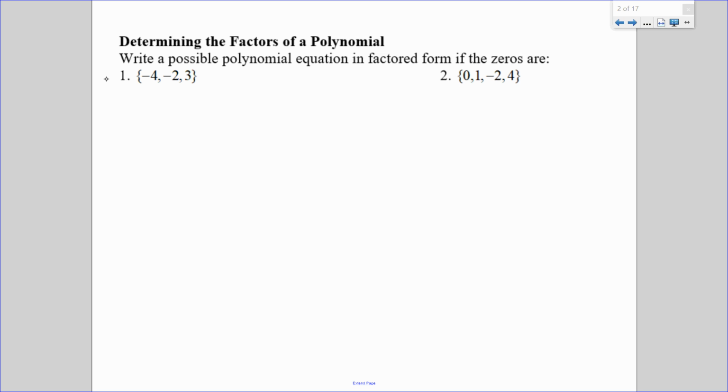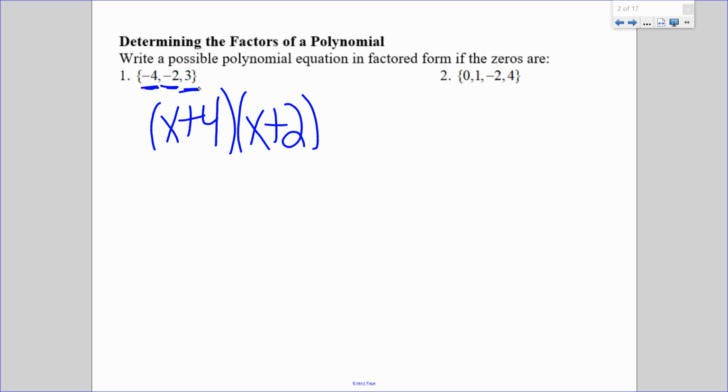So, if I'm giving you the zeros, then you know the factors. So, if -4 is a zero, then x plus 4 is a factor. If -2 is a zero, then x plus 2 is a factor. If +3 is a zero, then x minus 3 is a factor. To write the equation, we just put a p of x equals in front of it, and that's my equation.